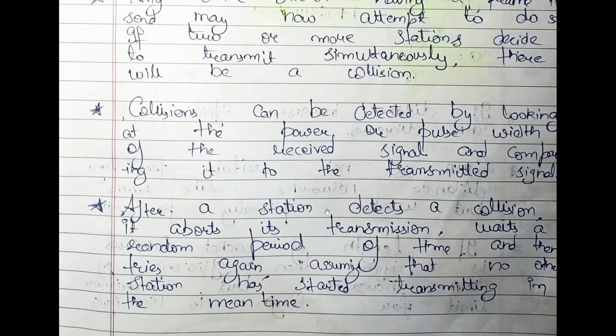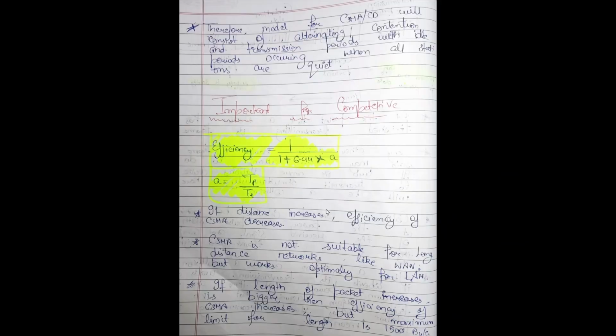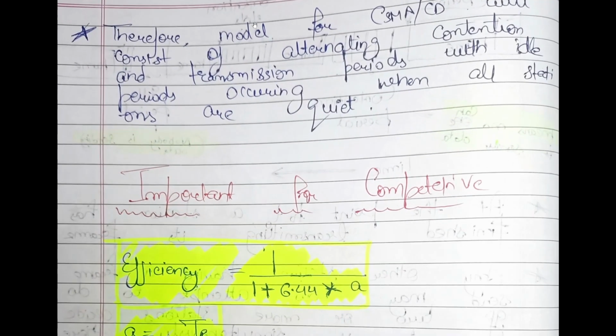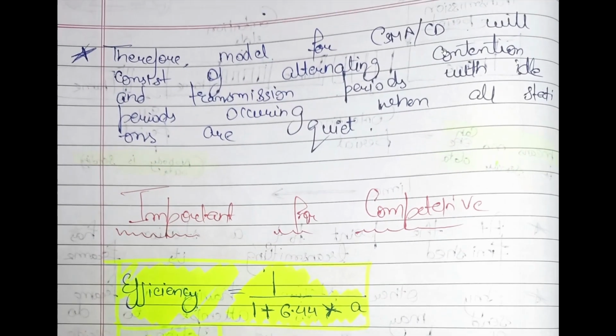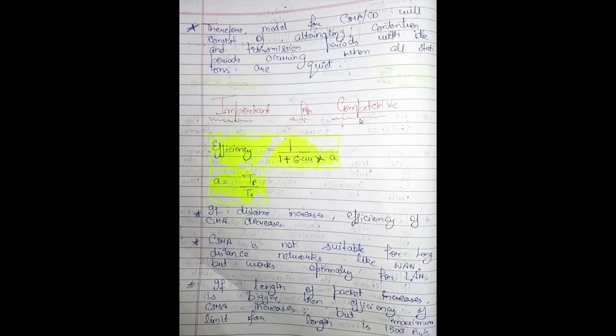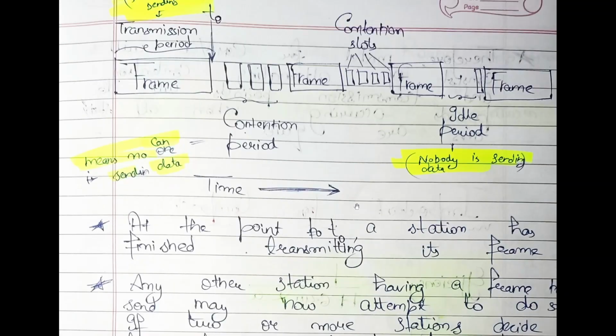Okay, therefore the model for CSMA/CD will consist of alternating contention and transmission periods, with idle periods occurring when all stations are quiet. That is why I showed you this demonstration. So that is how the structure of CSMA/CD is.